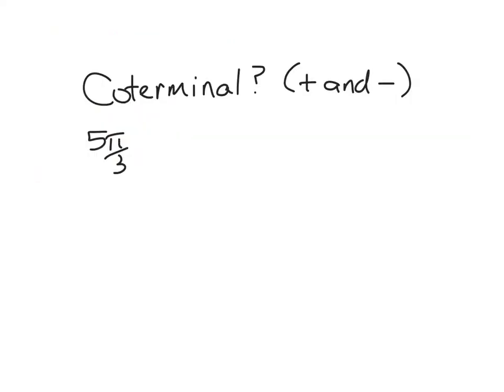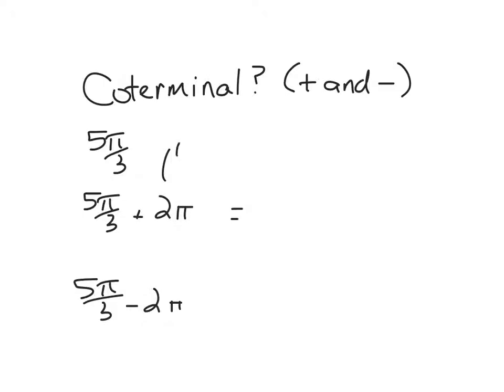Coterminal. Coterminal means the terminal side ends up at the same place, which means when we did degrees, we added 360 or subtracted 360. So in radians, 360 is really 2 pi. I'm going to take 5 pi over 3 and add 2 pi to it. I'm also going to take 5 pi over 3 and subtract 2 pi. Now, 2 pi is really 6 pi over 3. Really, all I'm going to do is double the denominator right there. And 5 plus 6 is 11, so it's 11 pi over 3. That's a positive one, and it's coterminal.